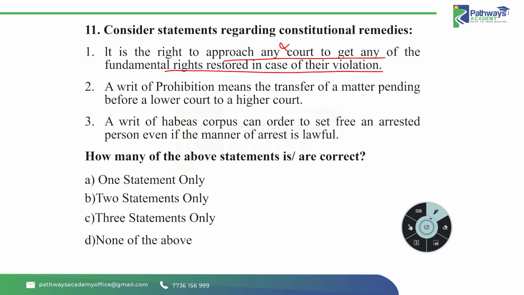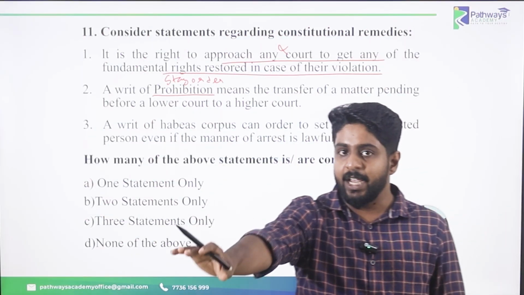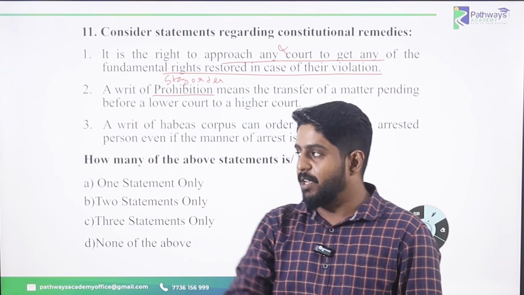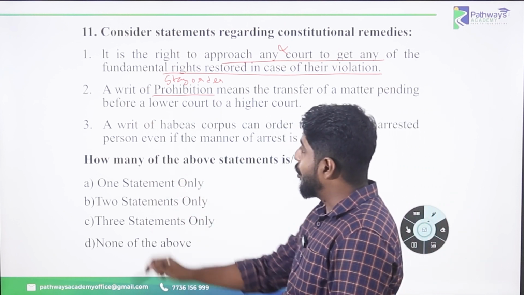Fine. Statement number 2 says a writ of prohibition means the transfer of a matter pending before a lower court to a higher court. Sir, there is no transfer of matter from a lower court to a higher court. Writ of prohibition means just a stay order. That's it. The higher court tells the lower court, stay, stop, enough is enough. This is what the writ of prohibition is.